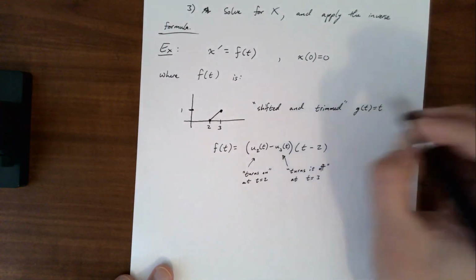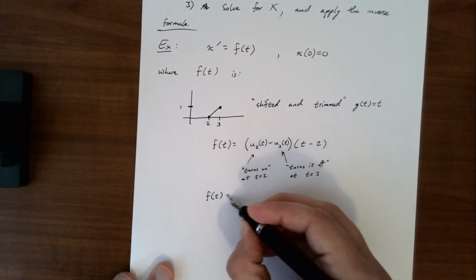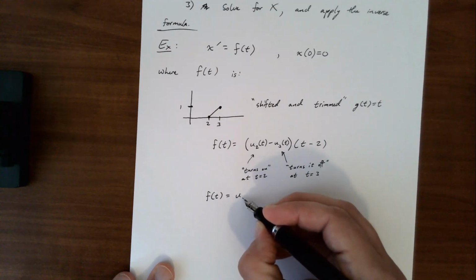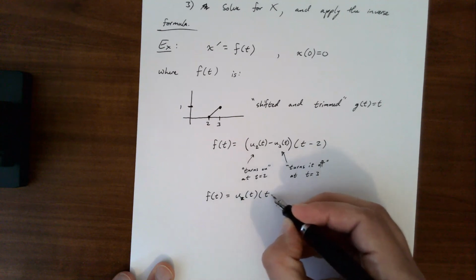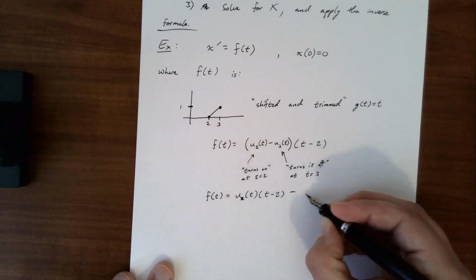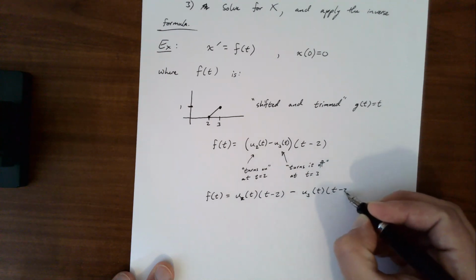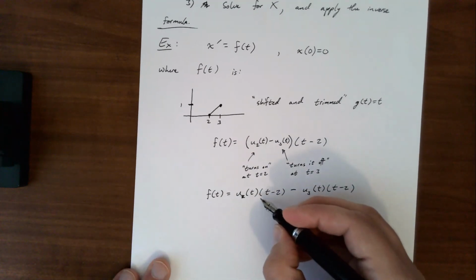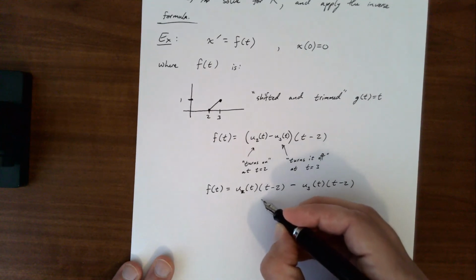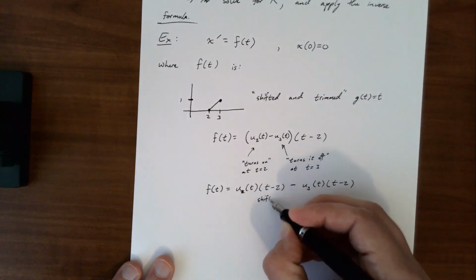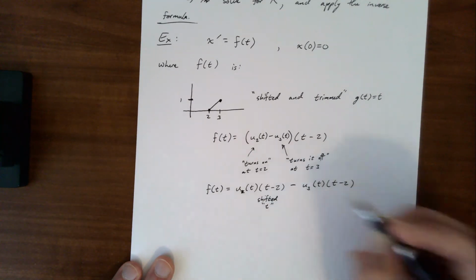Now that's all well and good, but it doesn't fit our format. So what we can do is rewrite it by distributing somewhat here. t minus 2 minus u3 of t times t minus 2. Now this one is all perfectly approved. This is in the format. This is exactly in the format that we wanted. So shifted. This is just a shifted t.